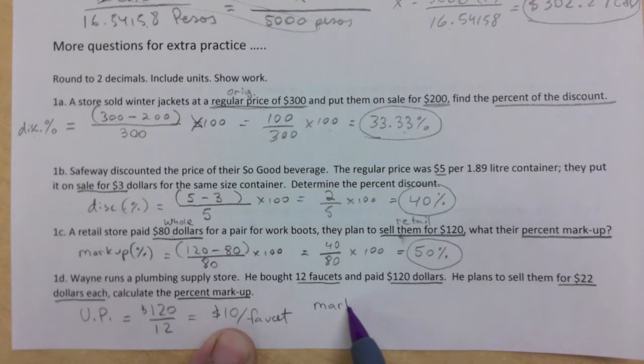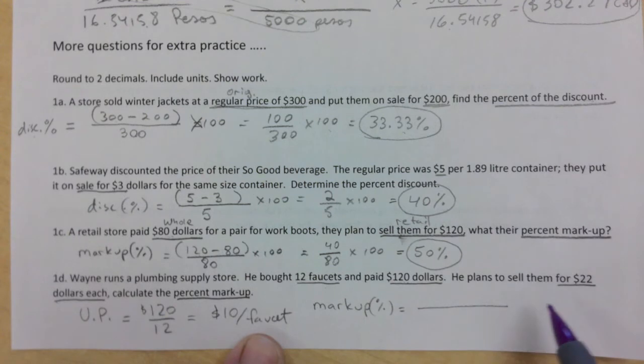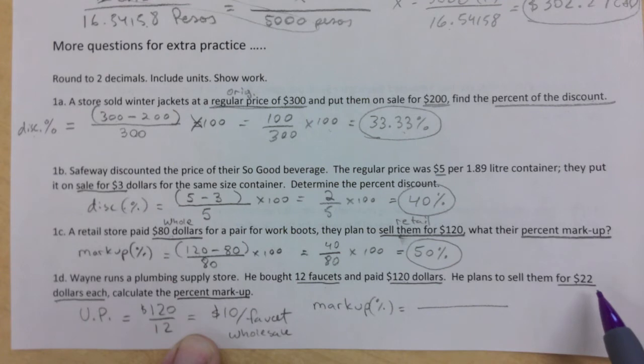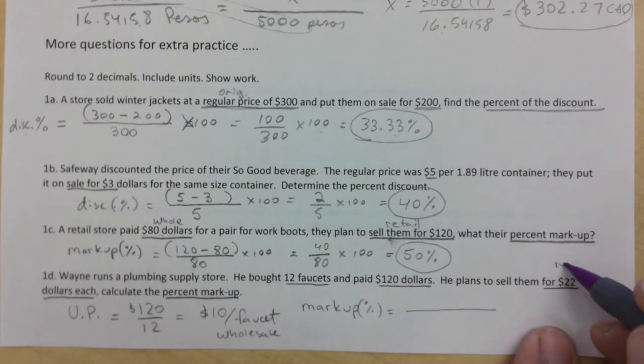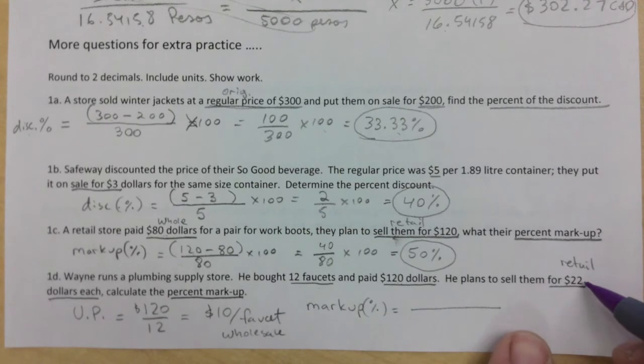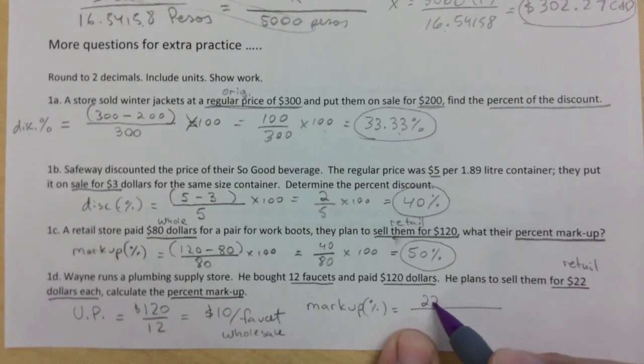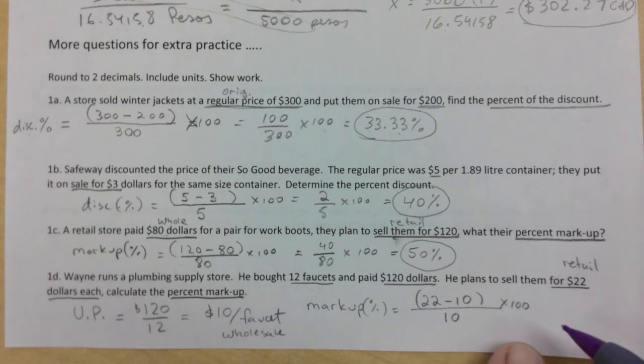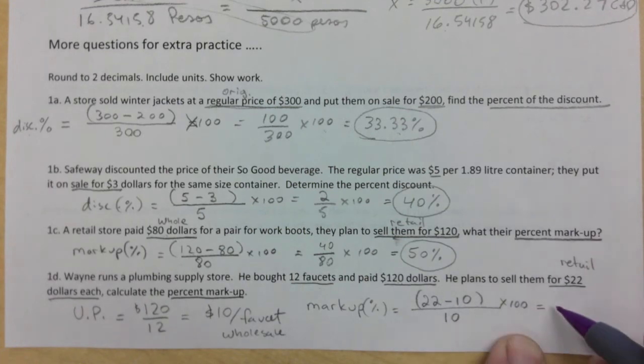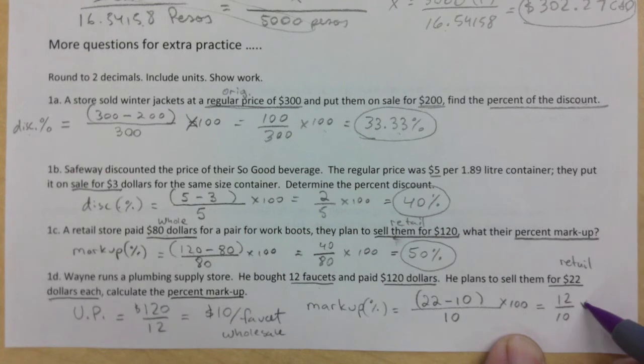Now we're going to calculate the markup because now we calculate the difference, right? This is technically the wholesale price per faucet. And it's being sold at a retail, right? This is a retail for 22. So you want to know what the percentage is. So it's 22 minus 10 over 10. And all of that multiplied by 100. You always do that at the end. So 22 minus 10 is 12 over 10 times 100.